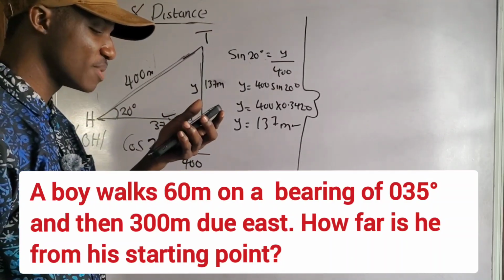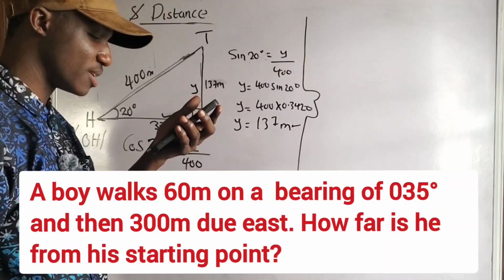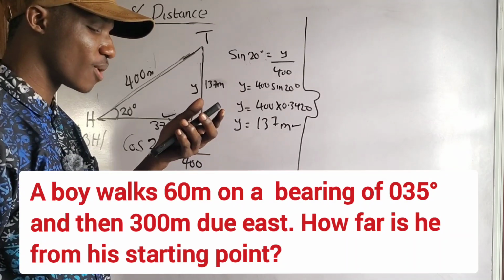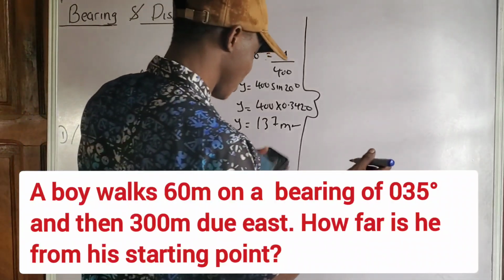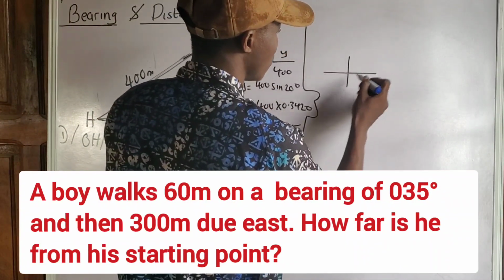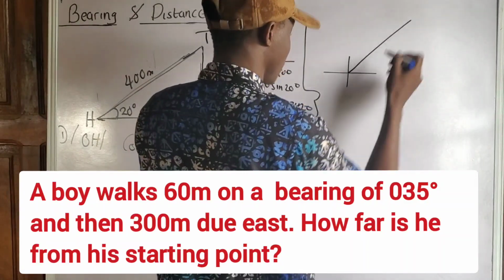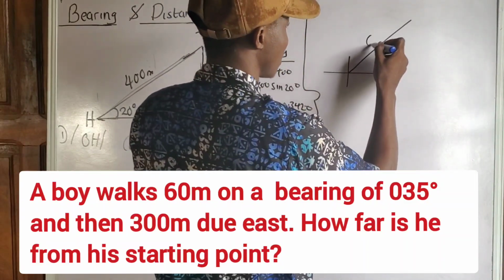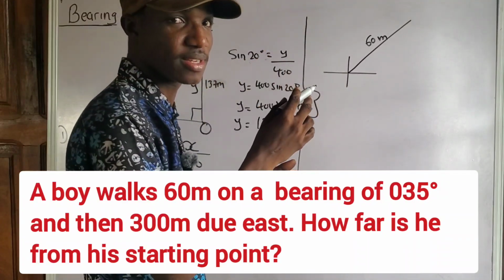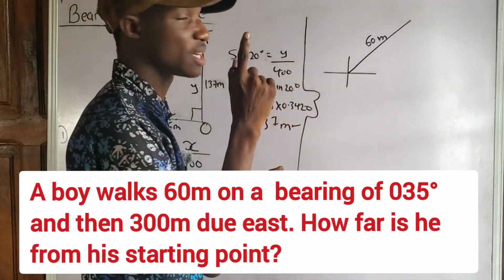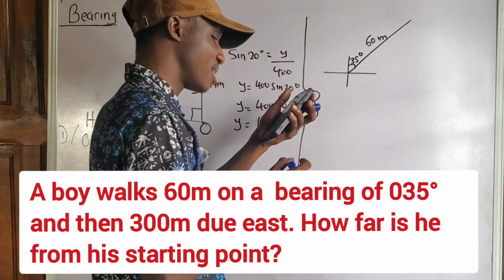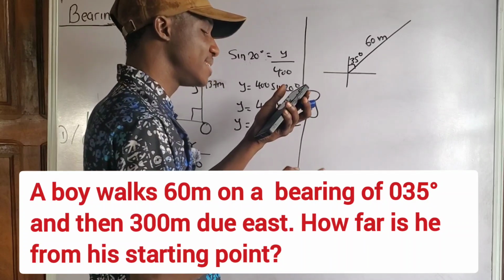A boy walks 60 meters on a bearing of 35 degrees and then 300 meters due east. How far is he from the starting point? Let's do the cardinal points. 35 degrees will be somewhere here, and the distance is 60 meters. The boy walks 60 meters on a bearing of 35 degrees. So this is 35 degrees. On a bearing of 35 degrees, and then due east.